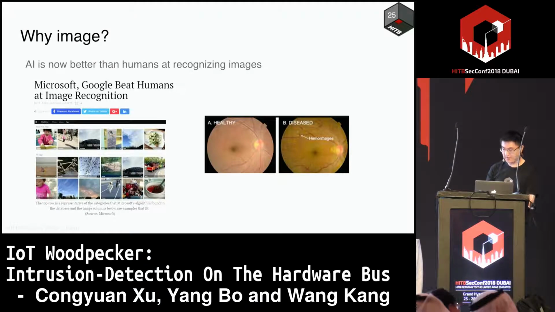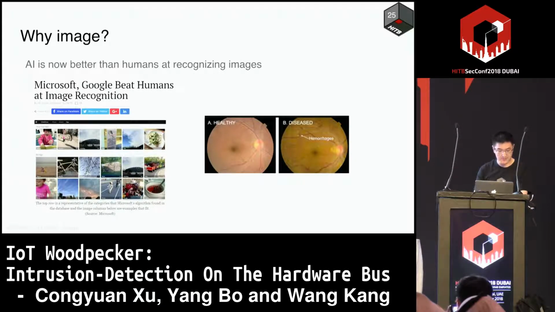Here may be a question: why images? Because there is already a lot of progress in the field of computer vision. For example, on the left side, both Microsoft and Google have claimed that research on image recognition has progressed beyond humans. And this result is convincing because they use the ImageNet dataset with hundreds of object categories and millions of images.